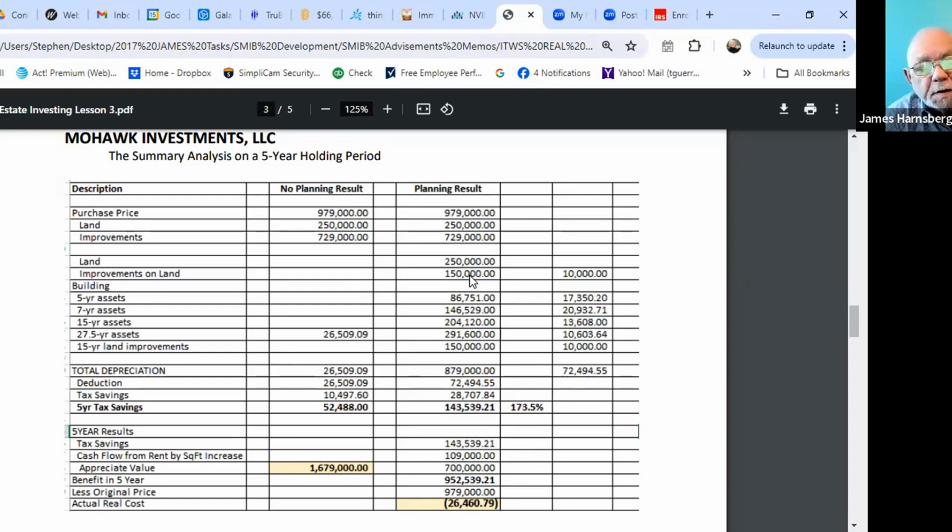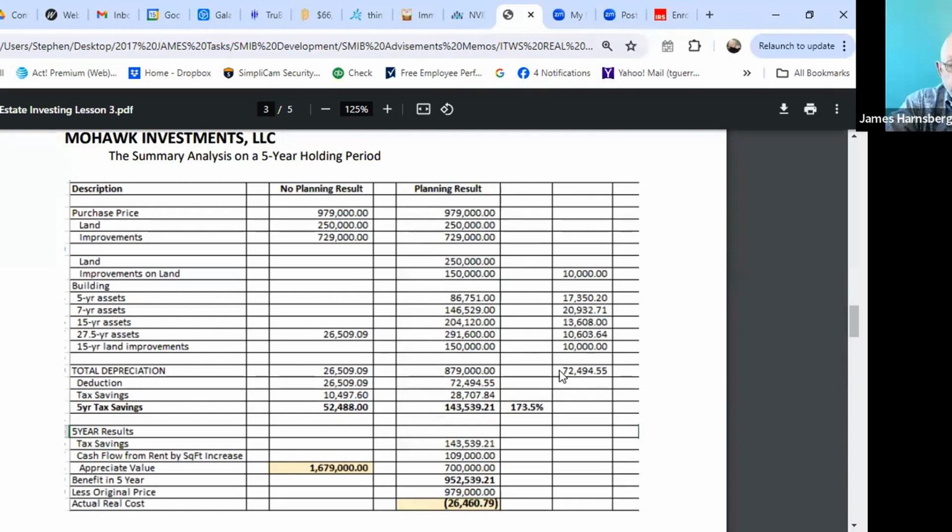How much of the building is 7-year assets? How much of the building is 15-year assets? And whatever's left over is the residual to 27.5 year. And then 15-year land improvements, they get depreciated over 15 years. So we can see the total depreciation right here for those different asset groups of the building of 729. And this column right over here tells us each year how much we're going to deduct.